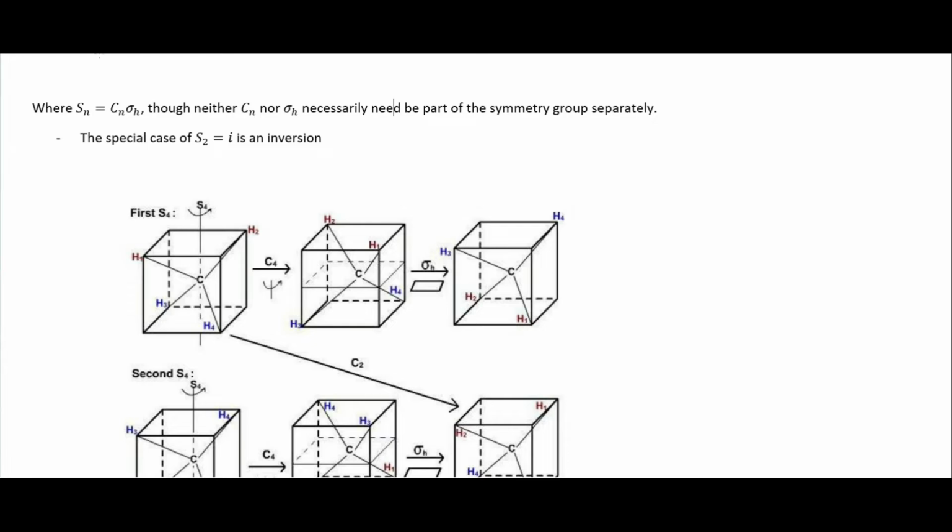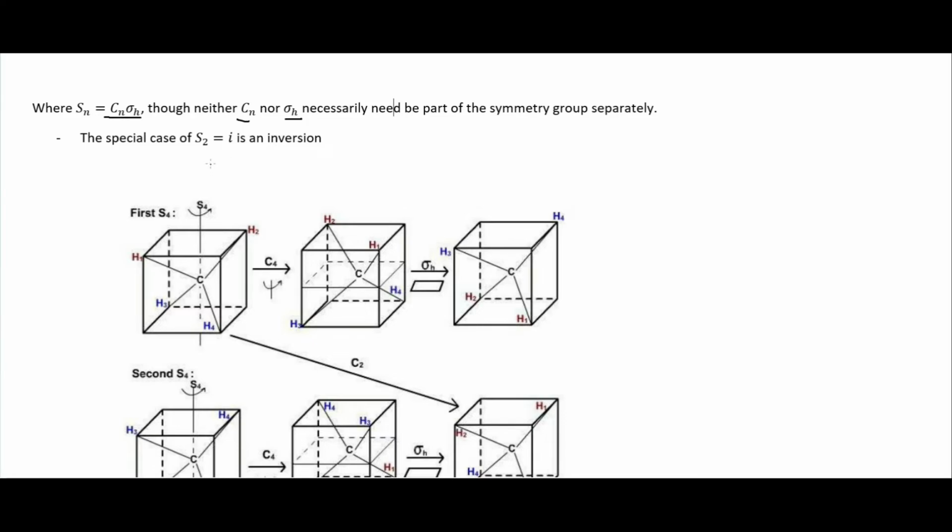And so the SN, as I said, is a rotation and a reflection perpendicular to that principal axis. And so neither of them have to actually exist, or I mean, they exist kind of, but they don't have to exist as independent symmetry operations.